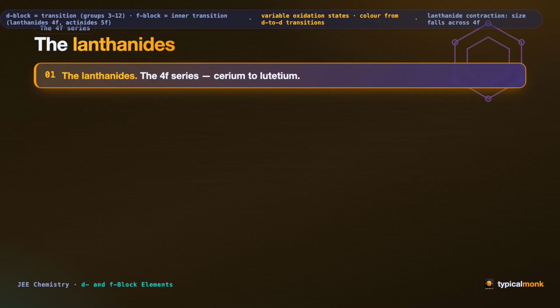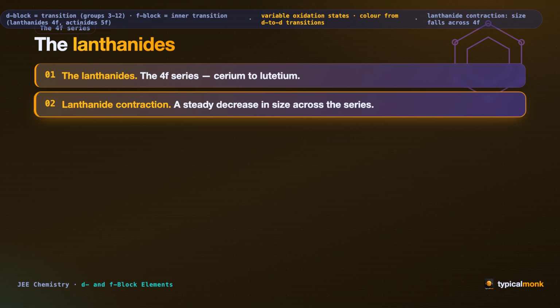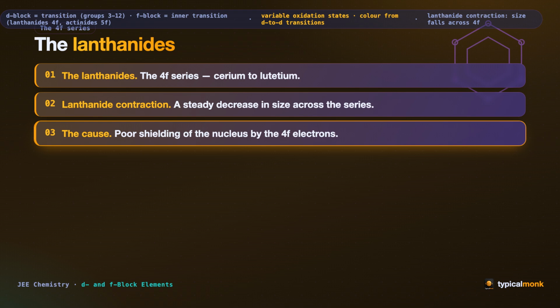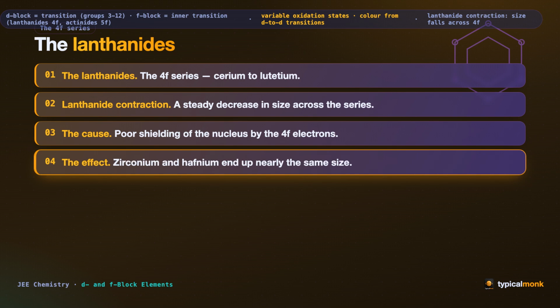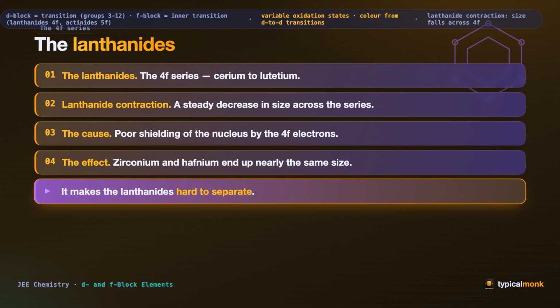Now, the lanthanides in full. The lanthanides. The 4f series, cerium to lutetium. Lanthanide contraction. A steady decrease in size across the series. The cause. Poor shielding of the nucleus by the 4f electrons. The effect. Zirconium and hafnium end up nearly the same size. It makes the lanthanides hard to separate.